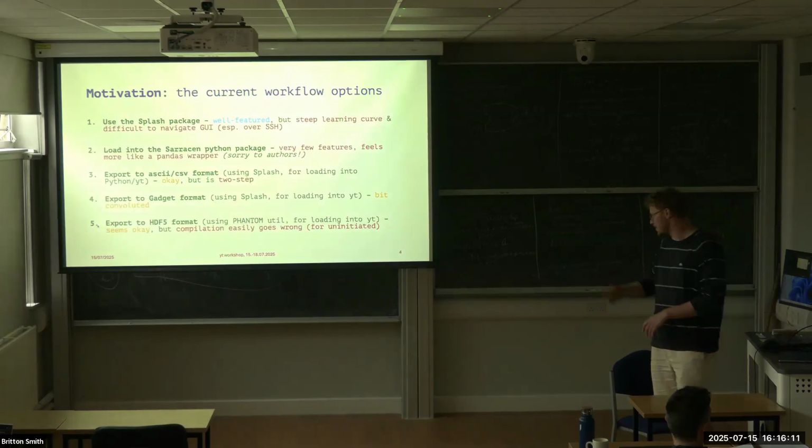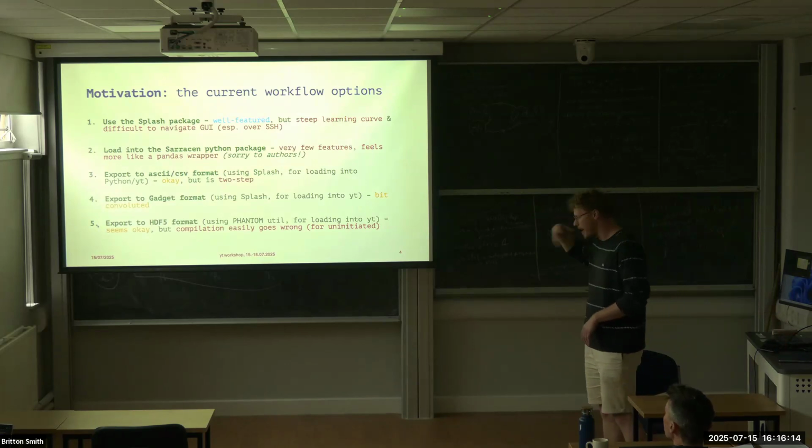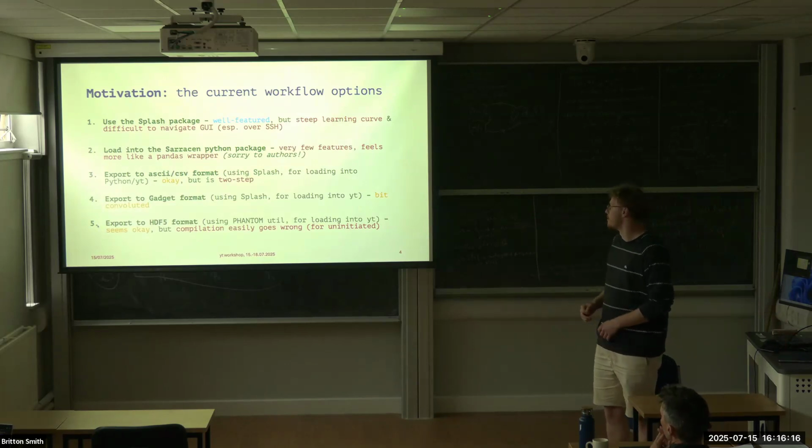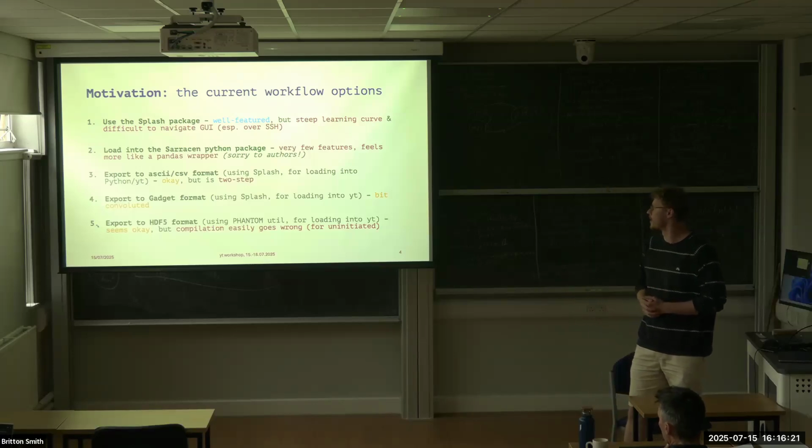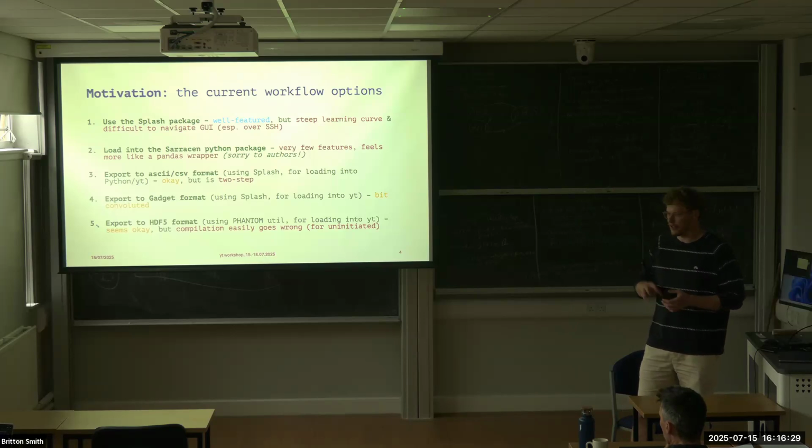To go into a little more detail about the workflows I currently have as options: use the Splash package, but there's a learning curve, and there's a GUI associated with it, especially when you're connecting over SSH. That's really, really slow when you're zooming in and dragging and dropping boxes. We can use the SAS and Python package that's made for Phantom, but it's pretty poorly featured, unless I've just not figured out how to use it. We can do the exports, but the bottom two options feel quite convoluted.